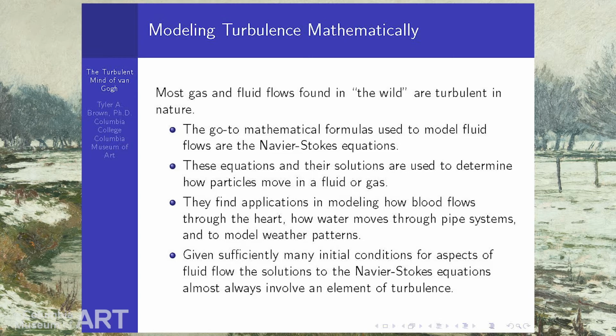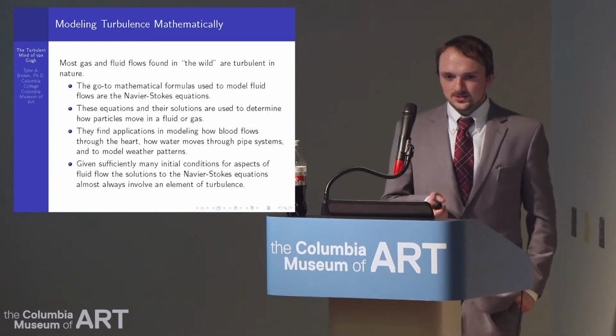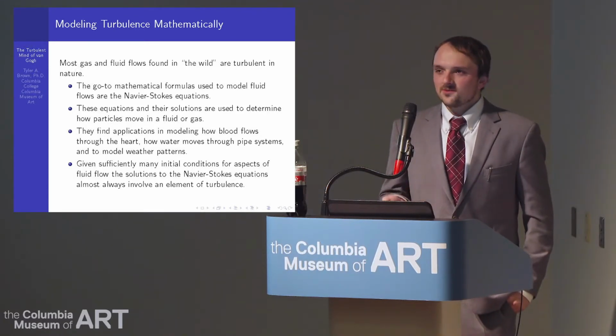So most fluid flows in the wild are turbulent in nature. Go look at a creek, and yeah, you're going to get some crazy turbulence. So how do we model this? The go-to mathematical formula used to model fluid flows are the Navier-Stokes equations. These are partial differential equations. Okay, so what's that?